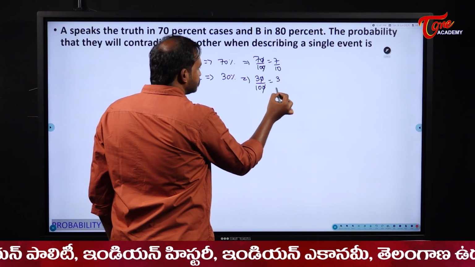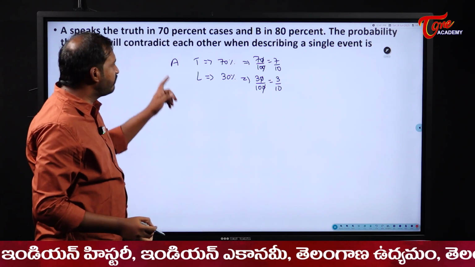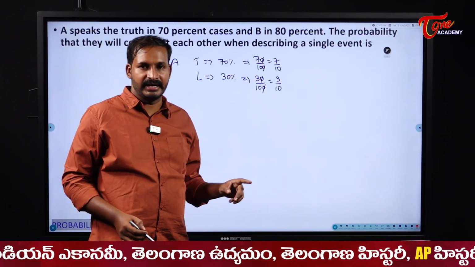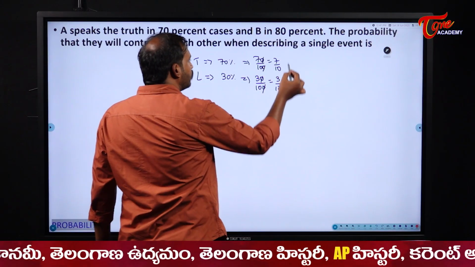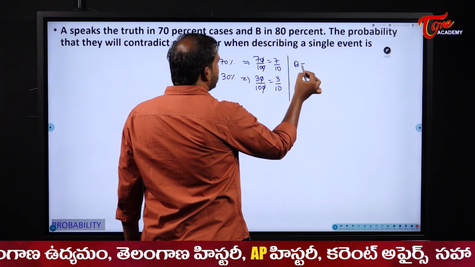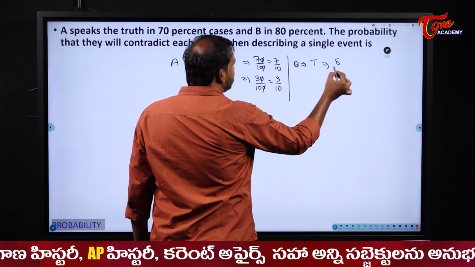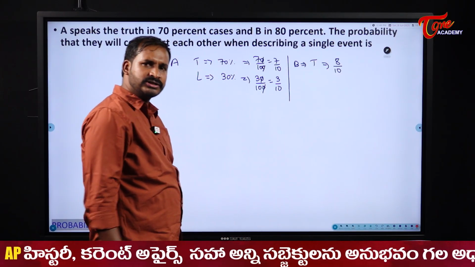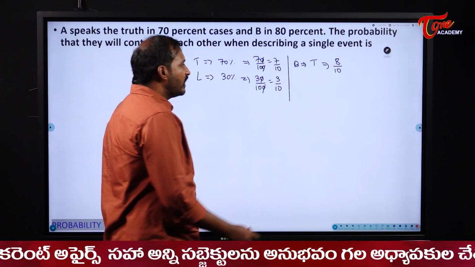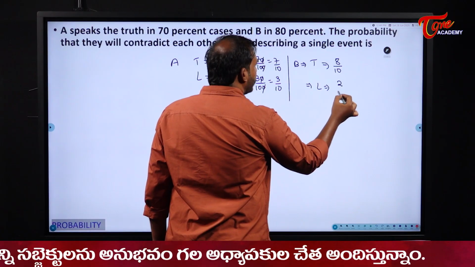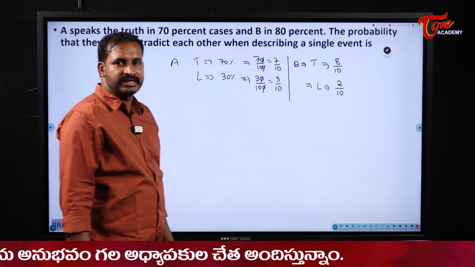3 by 10. That means the probability of A telling truth is 7 by 10 and the probability of A telling lies is 3 by 10. Okay, good, superb. Now, what about B? In the similar case, truth is what? 80%, right? So it will become 8 by 10. I'll write it as 8 by 10 only, students. No need to worry. What about telling lies? It will become 2 by 10. 20% is lie, right?